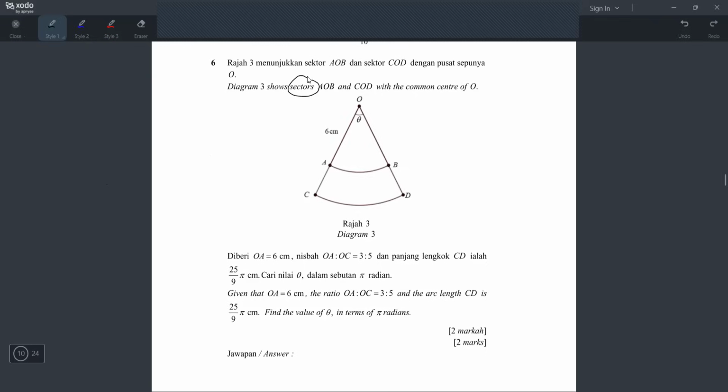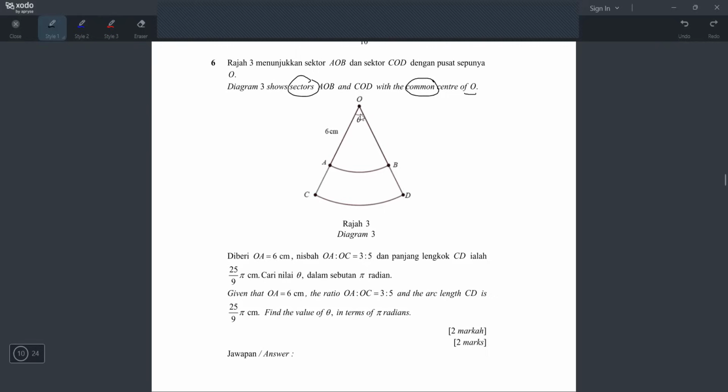Okay, you need to know a sector is a shape that consists of 3 lines: radius, radius, arc. Then it's called a sector. So they say this diagram has 2 sectors, AOB and COD. Can you spot the 2 sectors? AOB is this one, and the other sector is COD, the big one. So there are 2 sectors, and they both have the same center.